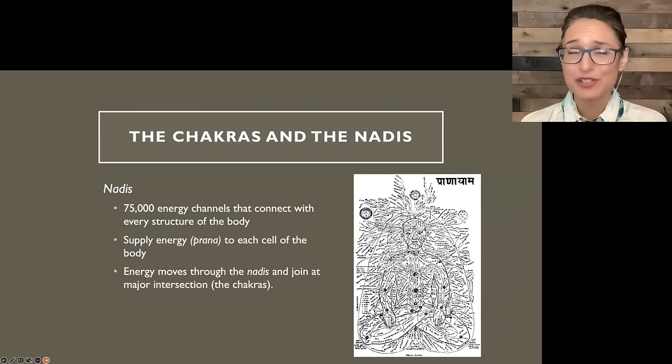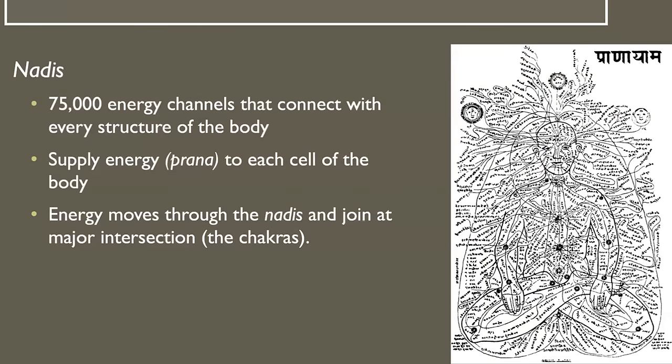This picture is not meant to overwhelm, but simply to help us appreciate how complex and how beautiful this system is. There are 75,000 energy channels that connect with every structure of the body, and these are known as nadis. When I first learned about this, when I was learning Ayurveda, I was in a complete panic because I thought I was going to have to learn all 75,000 nadis, which I have not. But to me, it's the big picture of understanding that we are an intricate freeway of energy pathways, and the closing or opening of any one of those influences the supply of energy, or what we refer to as prana, to each cell of the body.